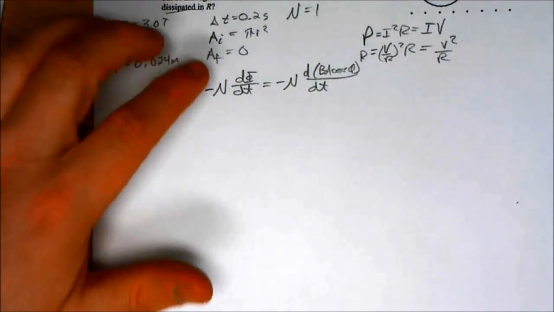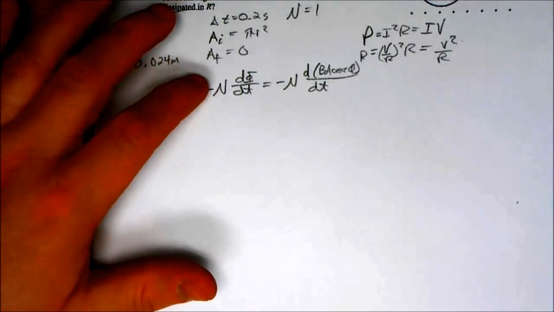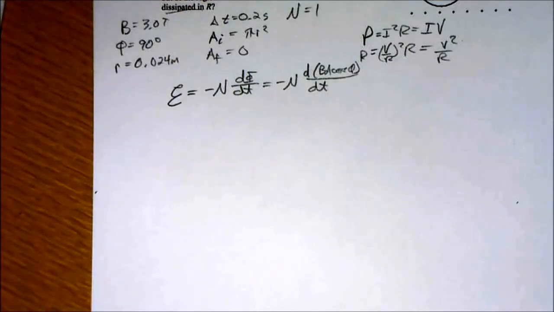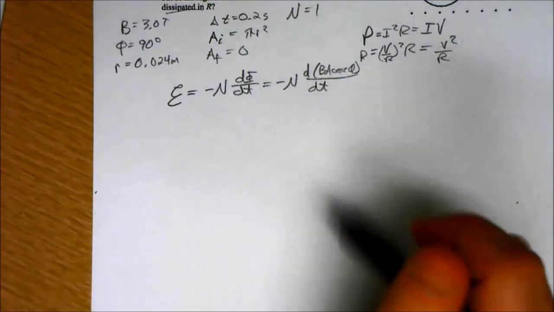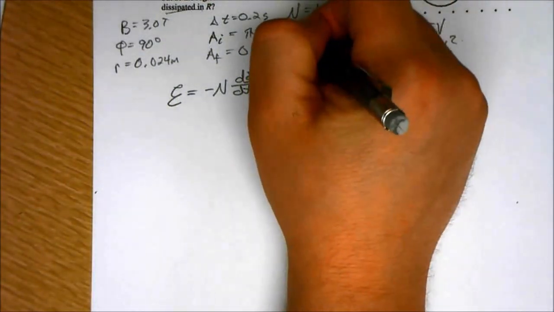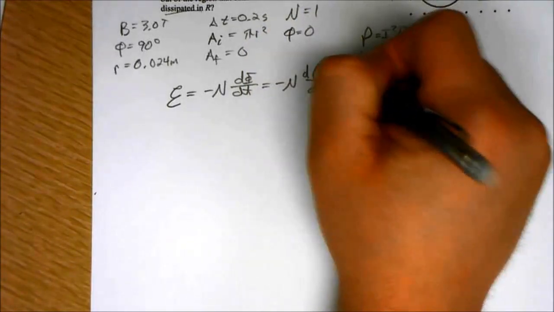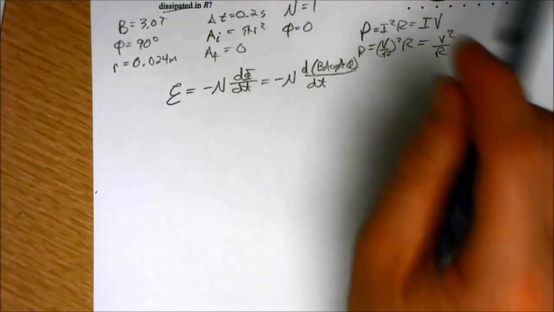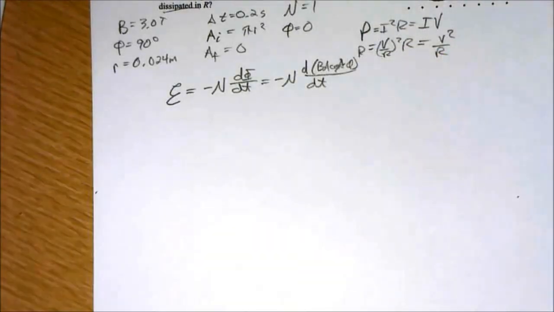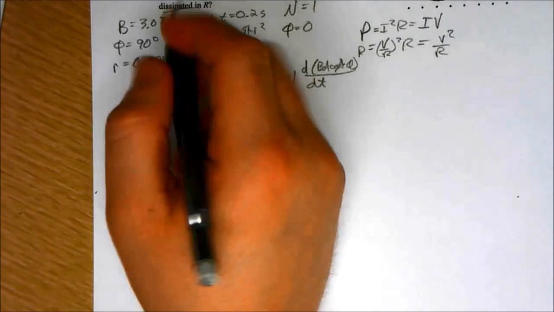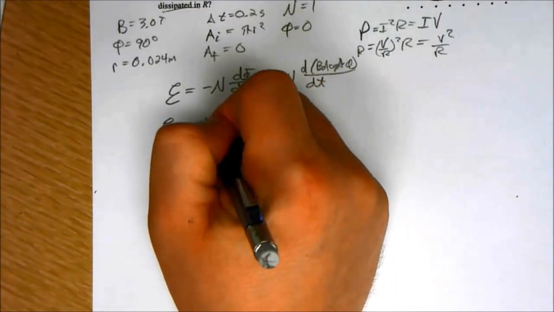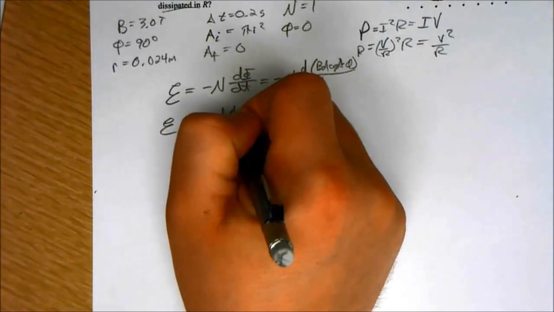So Faraday's law: the induced voltage is equal to negative the number of turns, in this case just one, times the time rate of change of flux, which I can simplify down to BA cosine phi. Phi equals 0 because the magnetic field is in the same direction as the area vector of this loop, so that makes it a little simpler. We also know that the magnetic field is not changing. So this is negative B dA/dt.